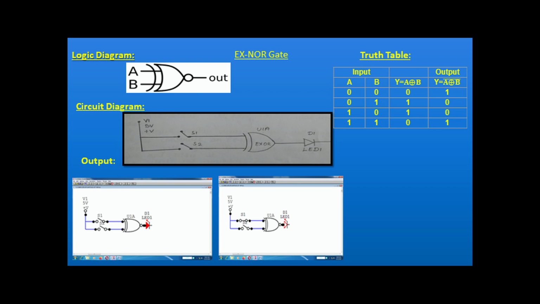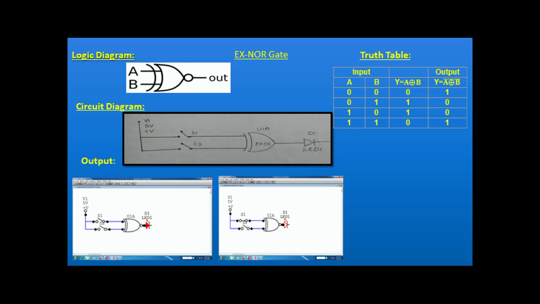You can check with the circuit diagram. First, S1 and S2: what is the input of S1 and S2? 0 and 0. What is the result? 1. Here the LED light is on. From the circuit diagram, the light is on.